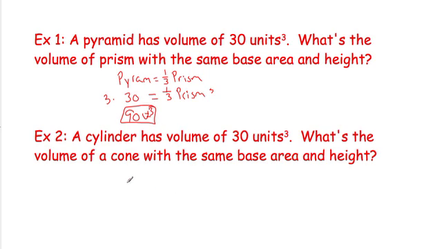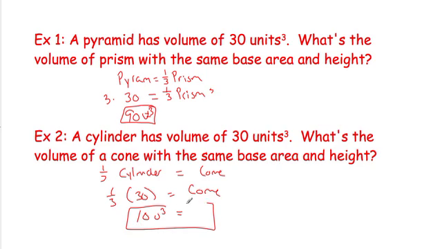Let's look down here. A cylinder has a volume of 30 units cubed. What's the volume of a cone with the same base and height? So remember, a cylinder and a cone, what's the relationship? Well, 1/3 of a cylinder equals the volume of the cone. So 1/3 of 30 is going to give us the volume of the cone. 1/3 of 30 is 10 units cubed. All right, it's kind of nice. It's a very cool relationship, 1/3 of each.